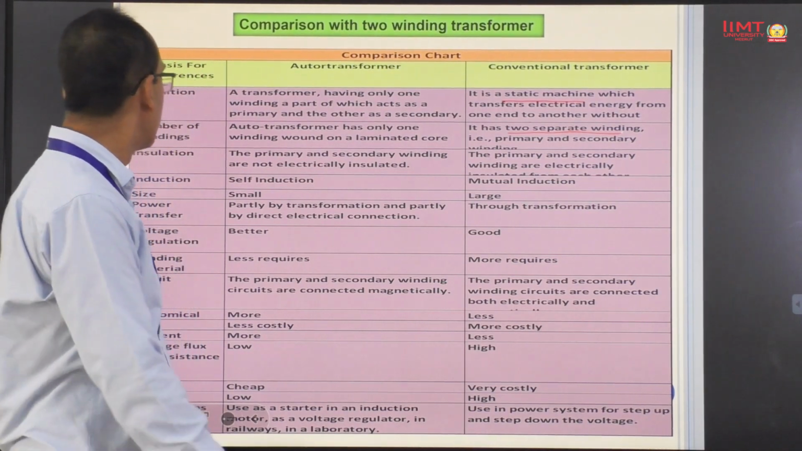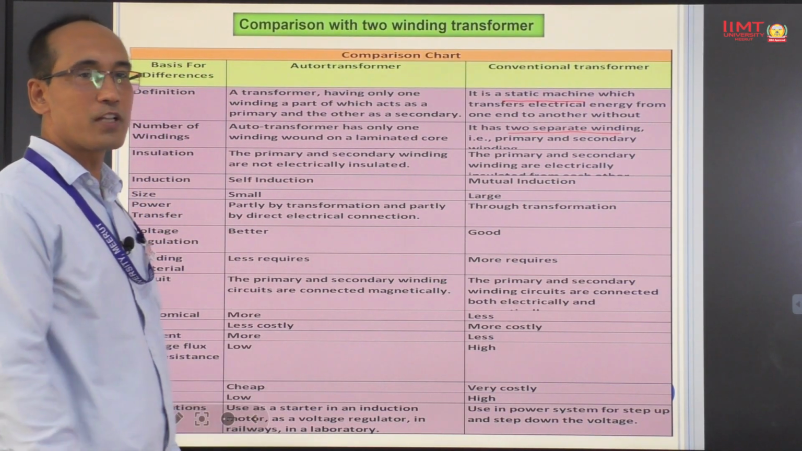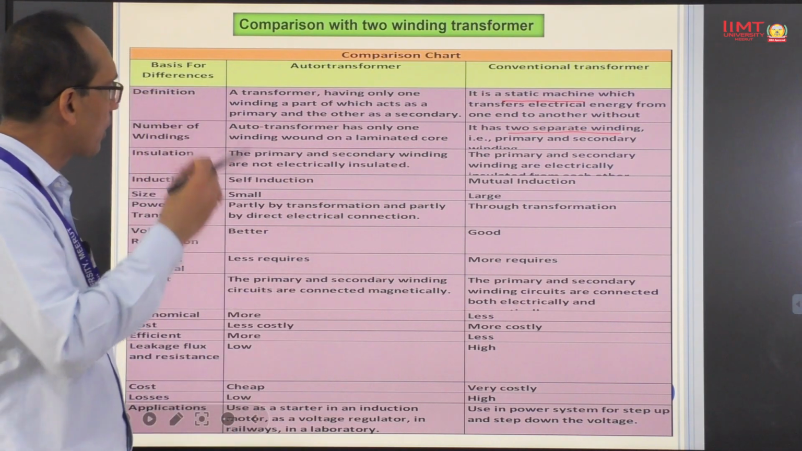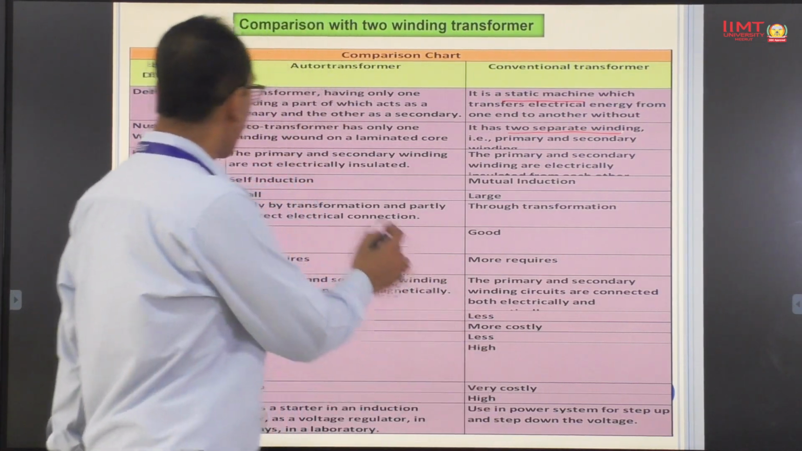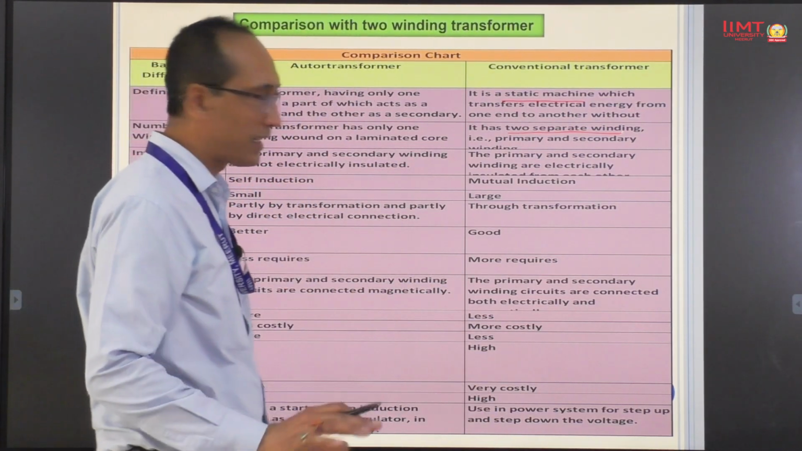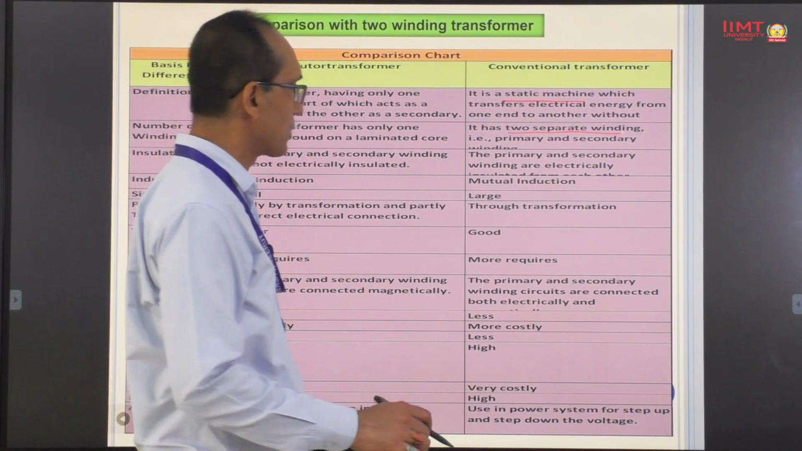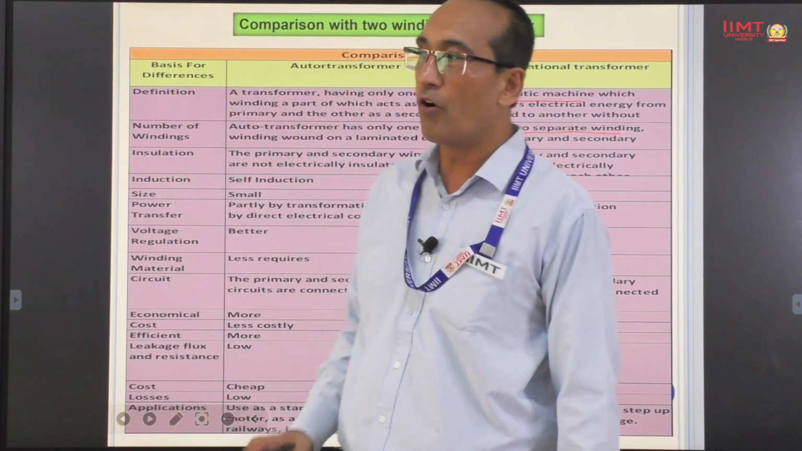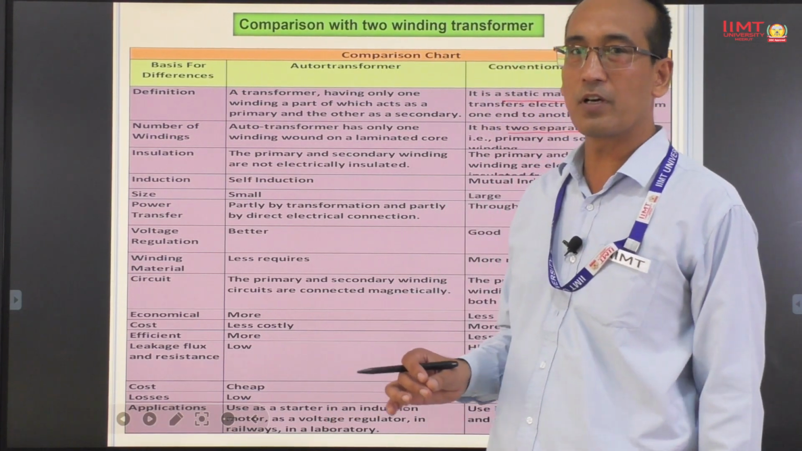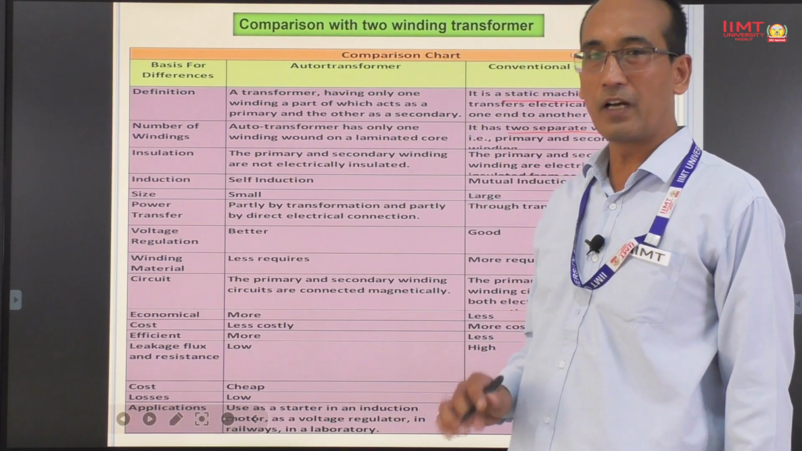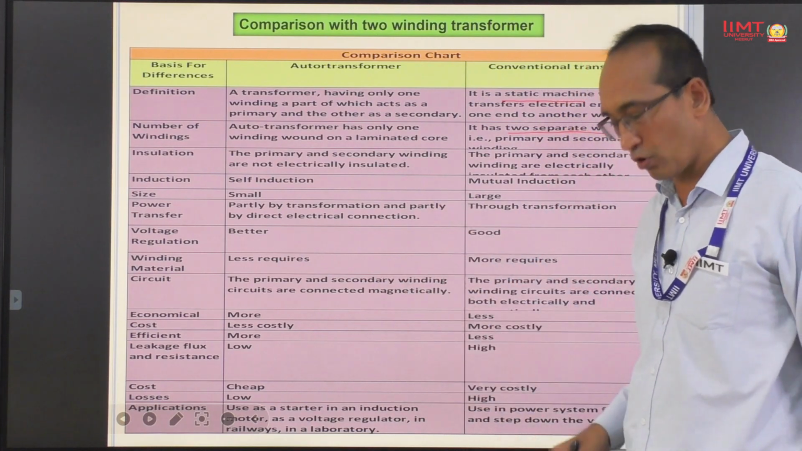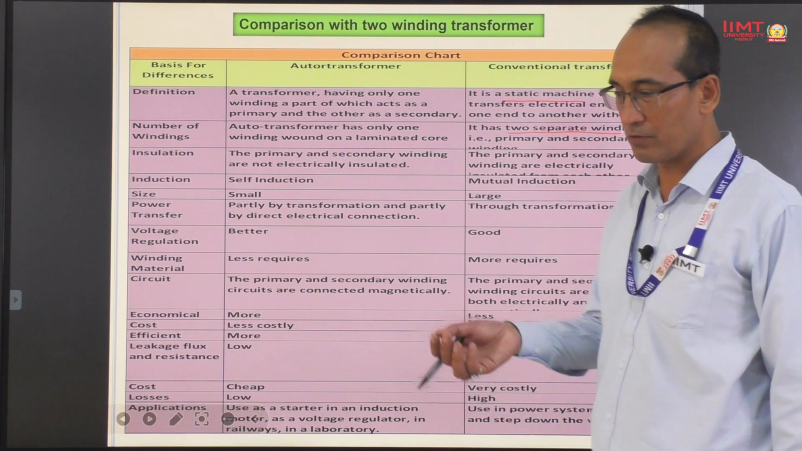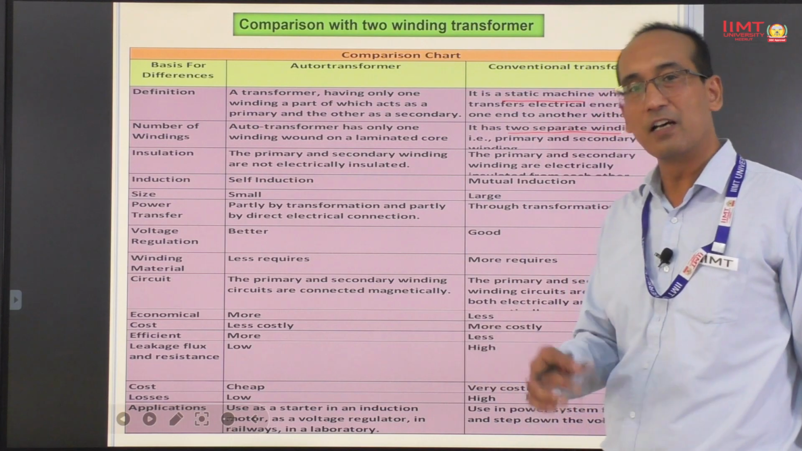This is the difference. Now insulation. What about the insulation? In case of auto transformer, primary and secondary windings are not electrically insulated, but in case of two winding transformer, primary and secondary windings are electrically insulated, and the only system of power transfer is mutual induction. But in case of auto transformer, we have earlier discussed that the power is transferred in two ways here. One is the induction system and second is the conduction system.